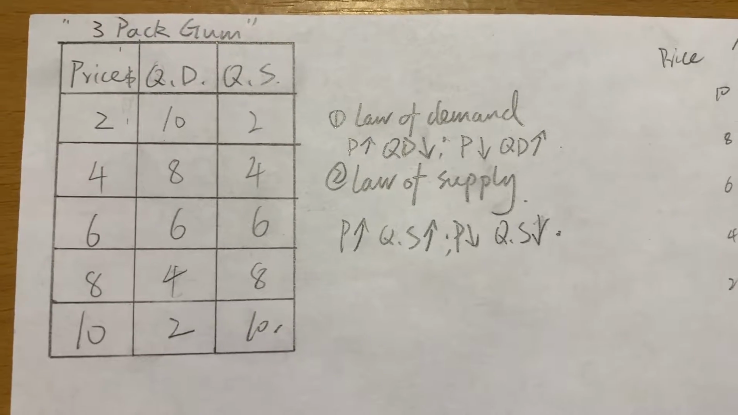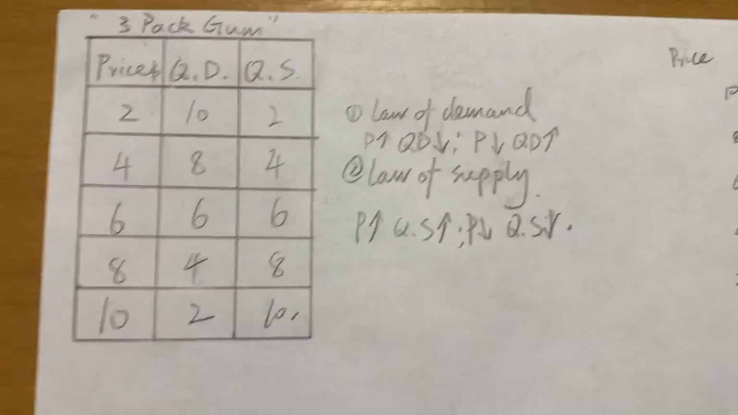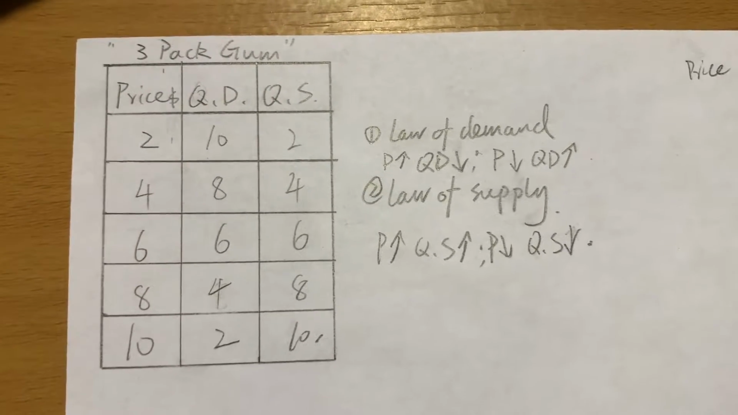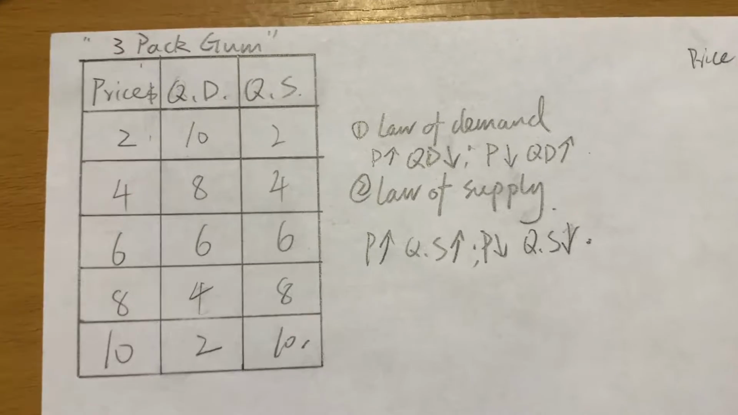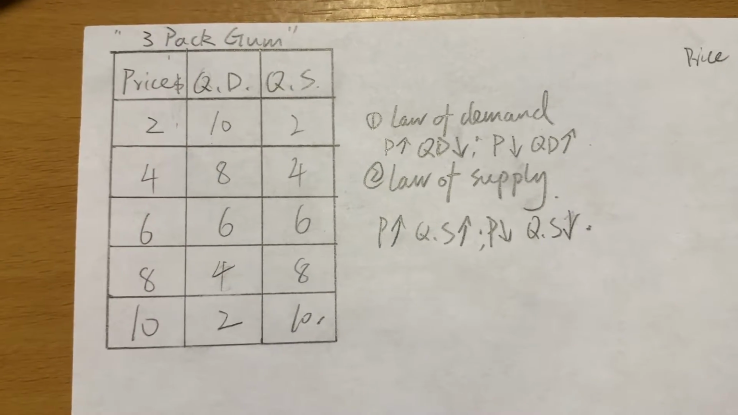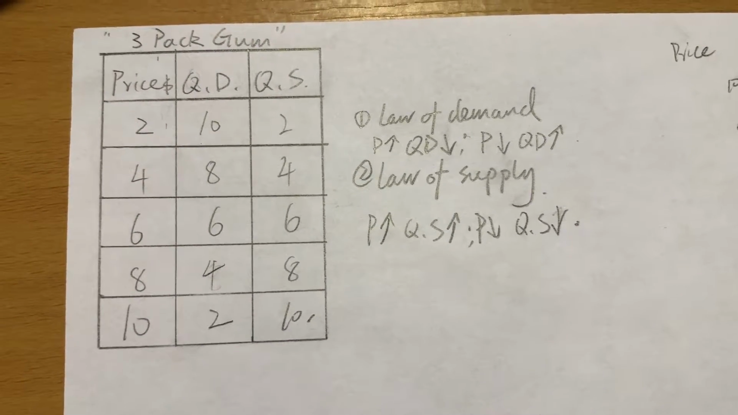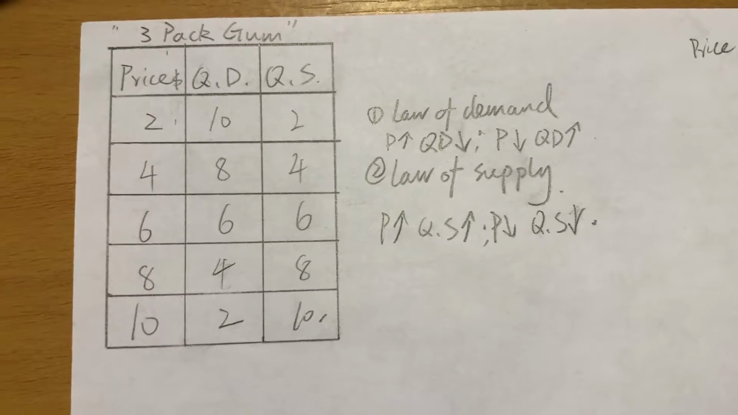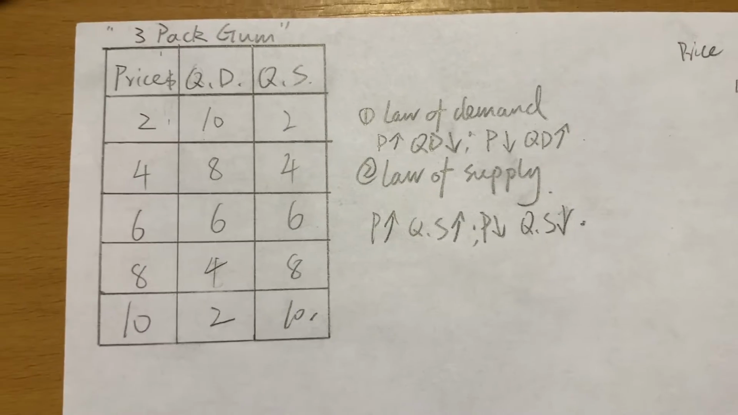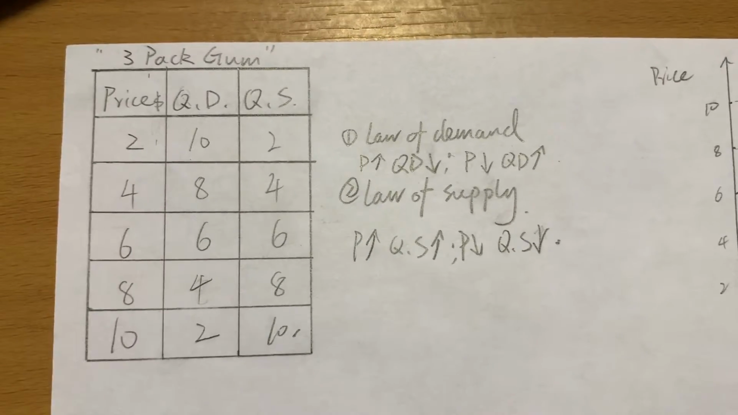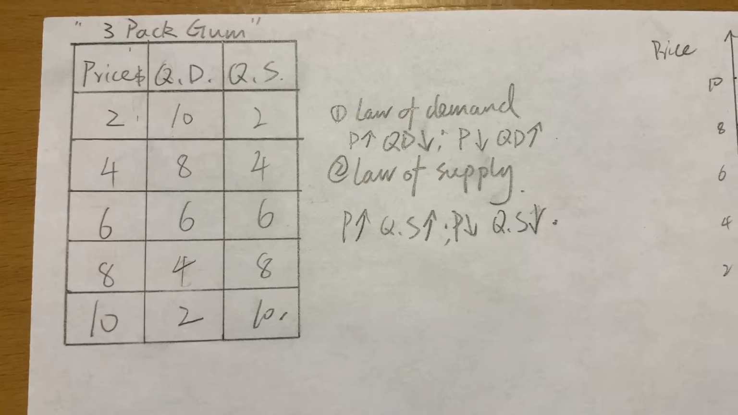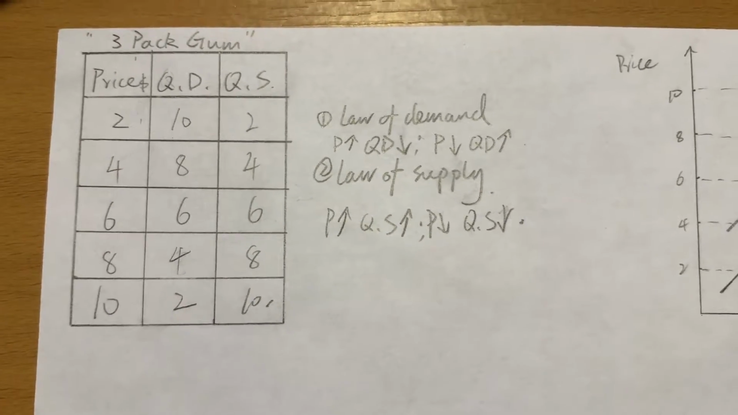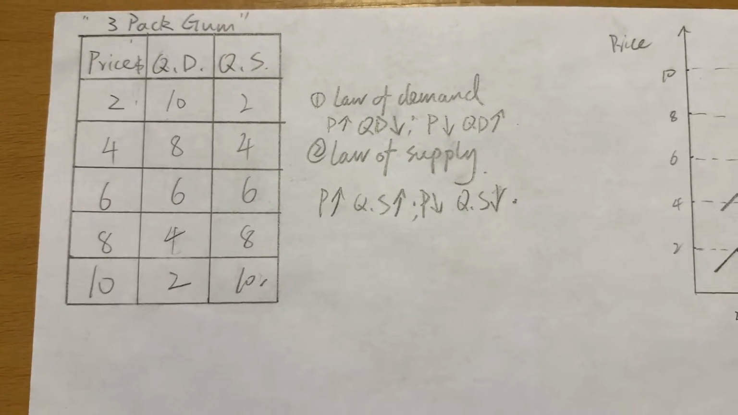With Excel, here is an example of a three-pack gum, which shows the price, the quantity demanded, and the quantity supplied. Based on this Excel, we can see the price and the quantity demanded have an inverse relationship, which means as the price goes up, the quantity demanded goes down, which refers to the law of demand. The price goes up, the quantity demanded goes down. The price goes down, the quantity demanded goes up.